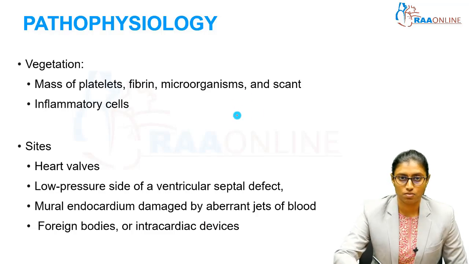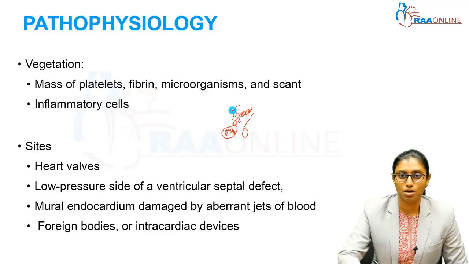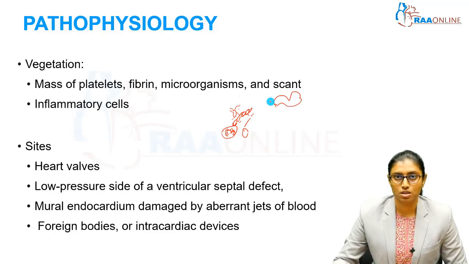What are these vegetations? They are masses of multiple platelets embedded in fibrin, and in infective endocarditis there are multiple microorganisms present in them, and some inflammatory cells which have come to attack these microorganisms. So you have neutrophils, for example, you could have monocytes, and you will have platelet aggregates, fibrin, bacteria. All these together form a mass which we call vegetation. This is useful in the diagnosis of infective endocarditis.